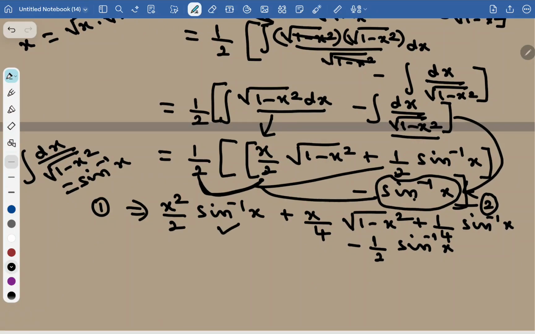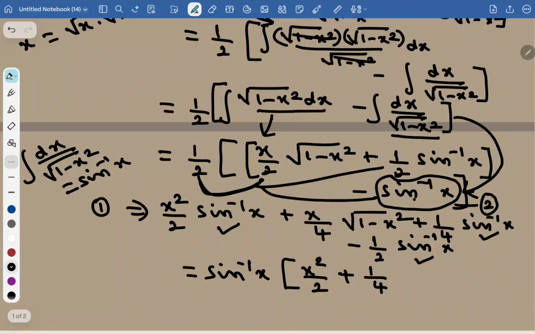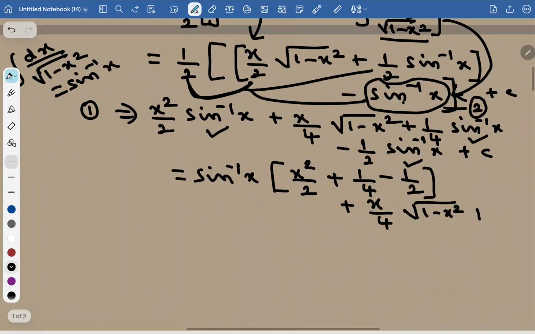Here sine inverse of x is common. Take sine inverse of x outside: x square by 2 plus 1 by 4 minus 1 by 2, remaining term x by 4 root of 1 minus x square, and plus c because integration is over, you put plus c.